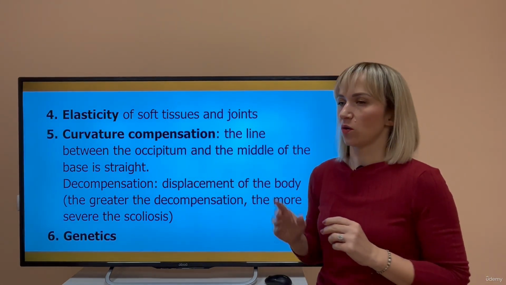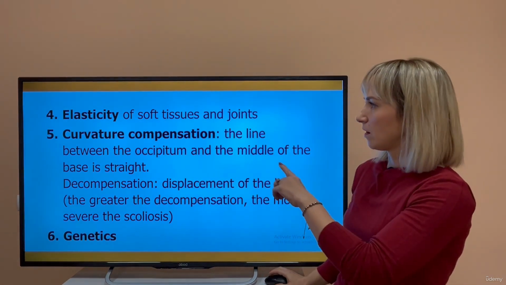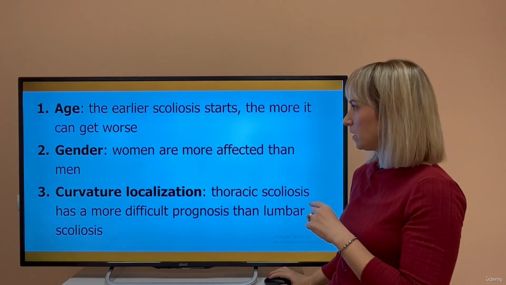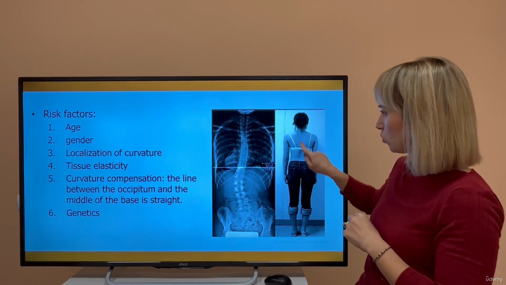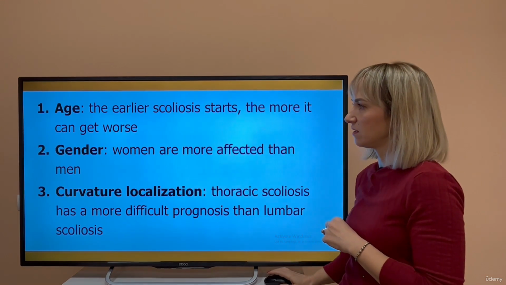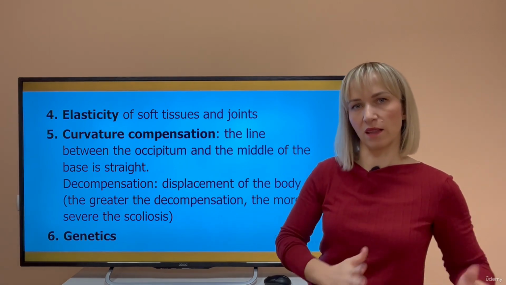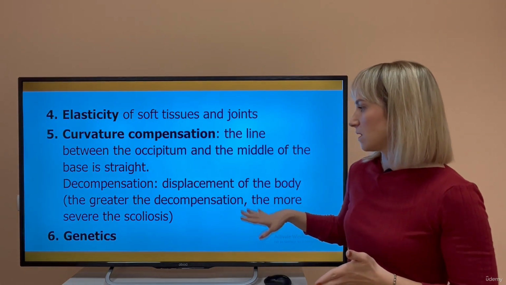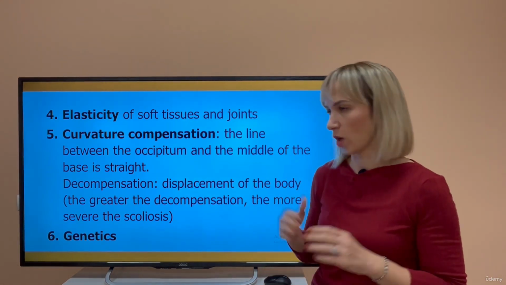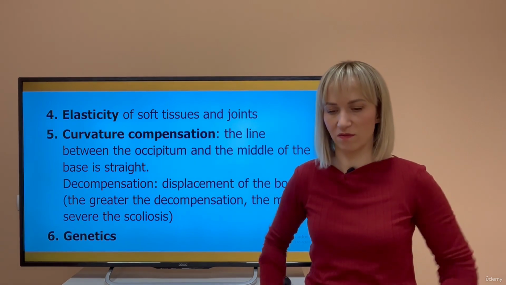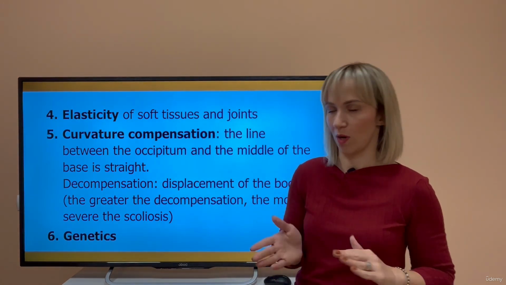And also we have the curvature compensation, which means we most of the time look at the line between the occiput and the middle stance of the patient, which should be in one line. If we have a decompensation, which means the head is tilted in one way and the pelvis in the other way, this means that the greater the decompensation, the more severe the scoliosis is. So you have to see whether the head, the pelvis, and the feet of the patient are in one line or not.